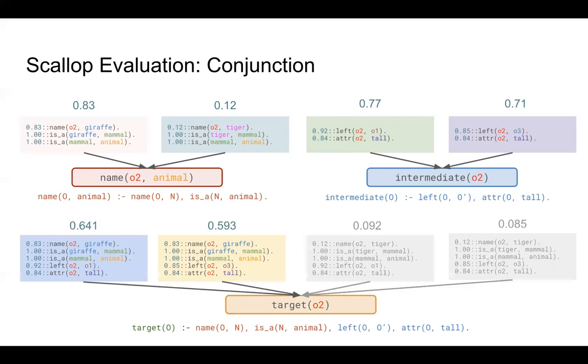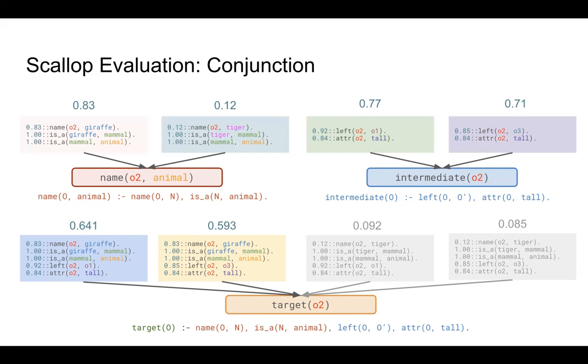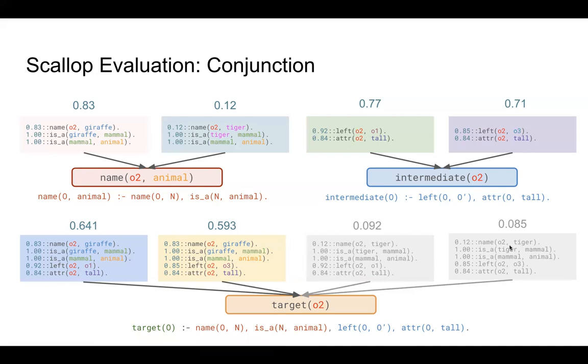Now, the way the top K approximation comes into play here is when I take the conjunction of these two results, I get these four possibilities. What are they? Well, O2 could be a giraffe that is to the left of O1, or O2 could be a giraffe that is to the left of O3. Similarly, two more cases, but this time instead of a giraffe, I have a tiger. Okay. And what you see here is with conjunction, you multiply these probabilities, and the one where the probability is the highest is where O2 is a giraffe and it is to the left of O1. And so if K was 2 in this case, we would omit these two proof trees that you are seeing here with 0.092 and 0.085. Okay.